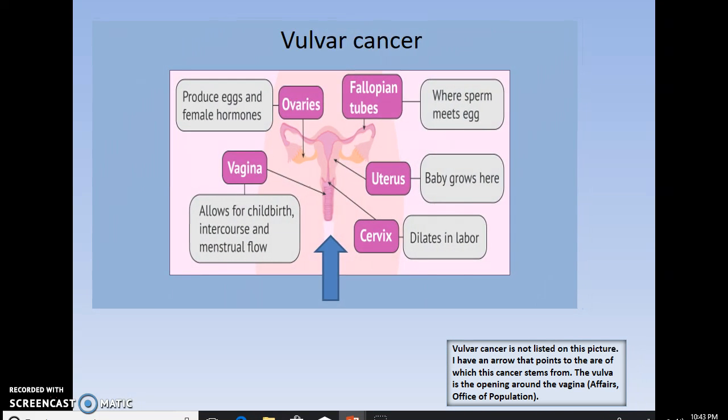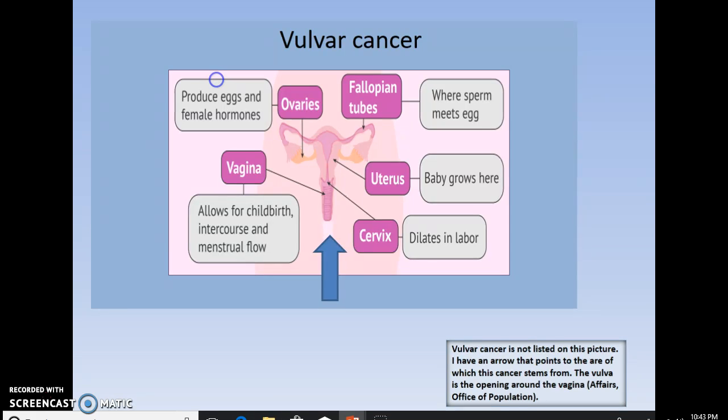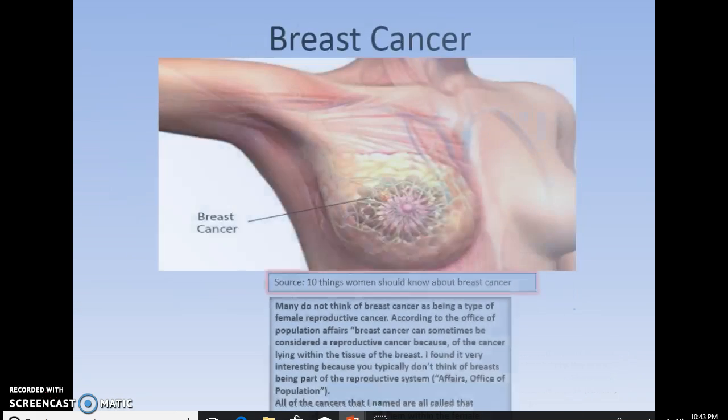So another one is called vulvar cancer. I had actually never heard of this cancer before. I didn't realize that this cancer even existed. There wasn't an actual arrow pointing to that area, so I went ahead and put the blue arrow kind of pointing in the direction of it. It's basically the opening around the vagina. I guess you typically wouldn't have thought that you could get cancer in the opening of the vagina, but you definitely can, and that is called vulvar cancer. And again, I'm hoping I'm pronouncing that correctly.